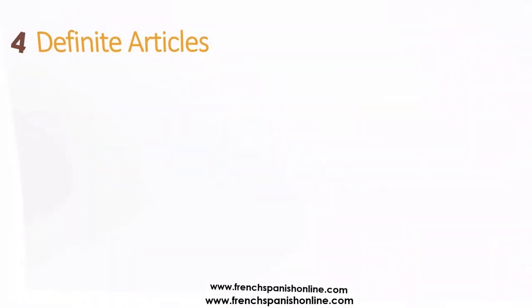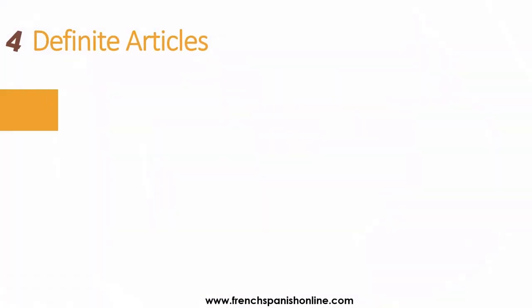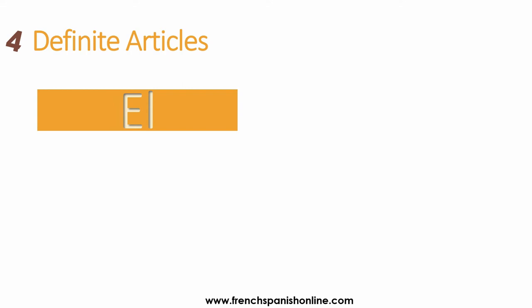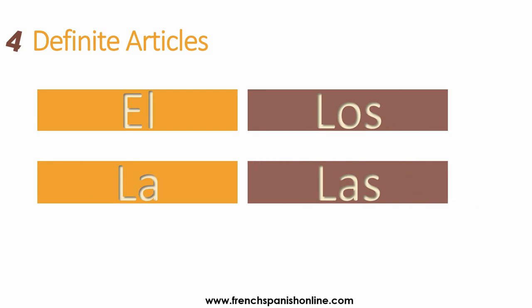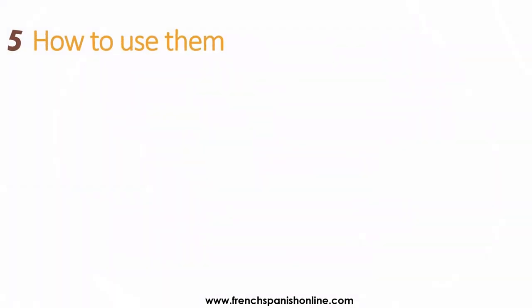Okay? So definite articles, as we said, we've got 5 in Spanish. The masculine forms are el, los. The feminine ones, la, las. And the last one, lo, for neutral ideas. Let's see now how to use them, and we are going to see 5 points.